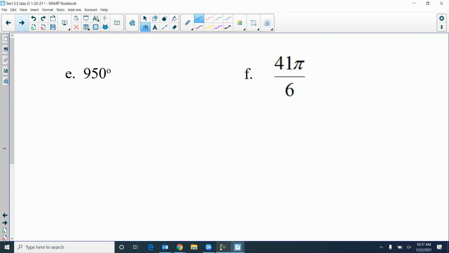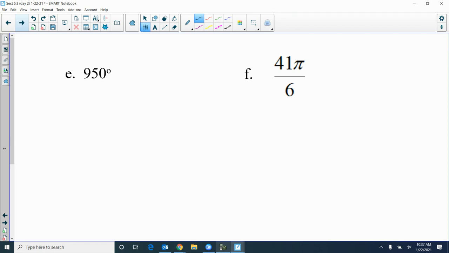E, 950 degrees. What's this reference angle? What is it, Josh? Come on, let's go. Come on. Too slow. Just 20. That was a test. You can done that.